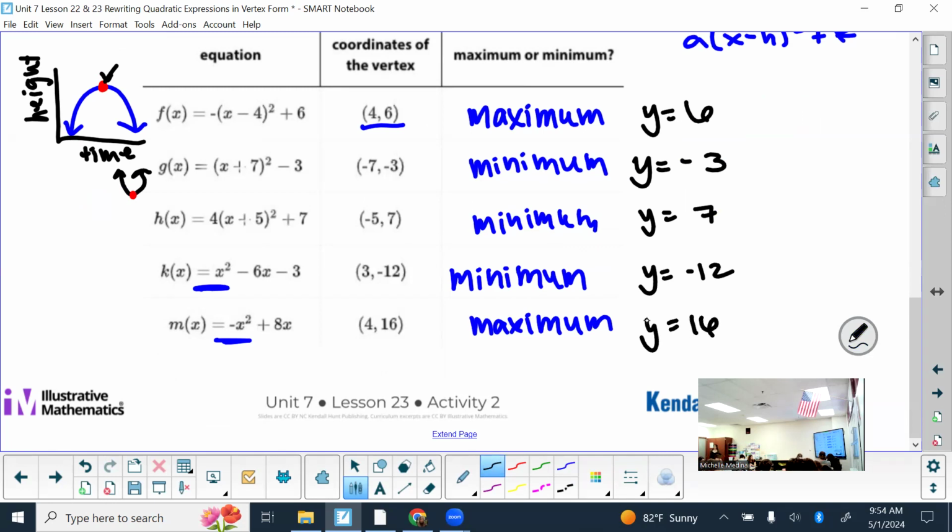So the test question will probably say something to the effect of, does f of x or m of x have a higher maximum? And maybe they'll just give you the vertex. You would say m of x has a higher maximum. They'll say between g of x and k of x, which one has a higher minimum? You say g of x, because that would be higher than the -12, and things like that. All right, so good, moving on. Any questions before we do that?